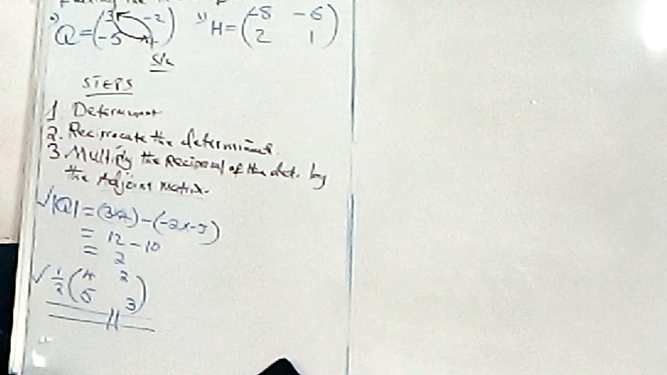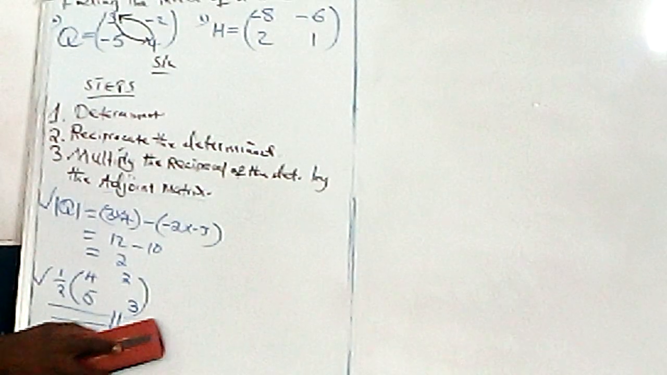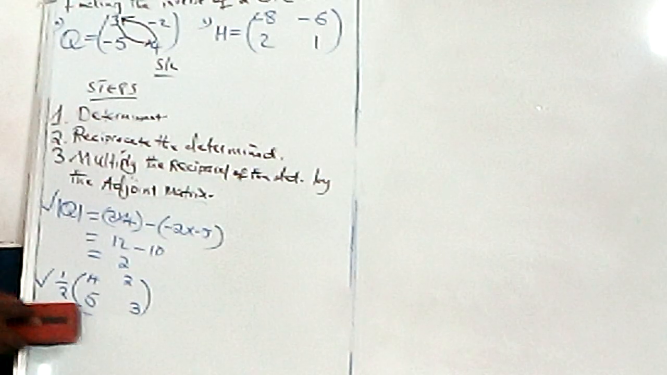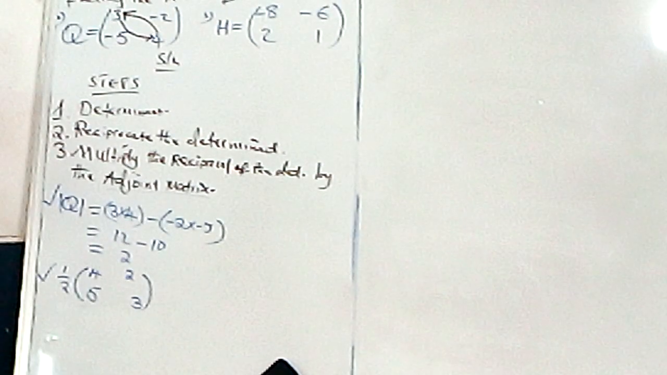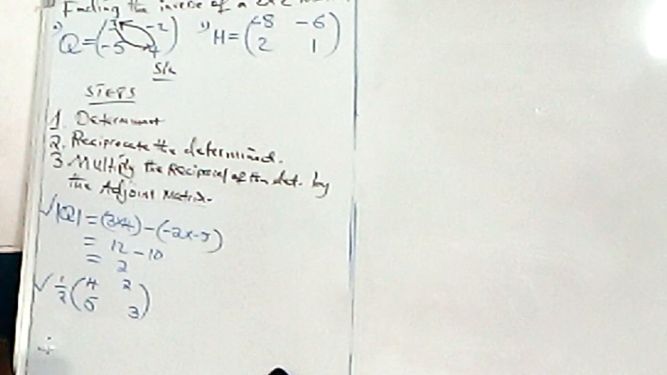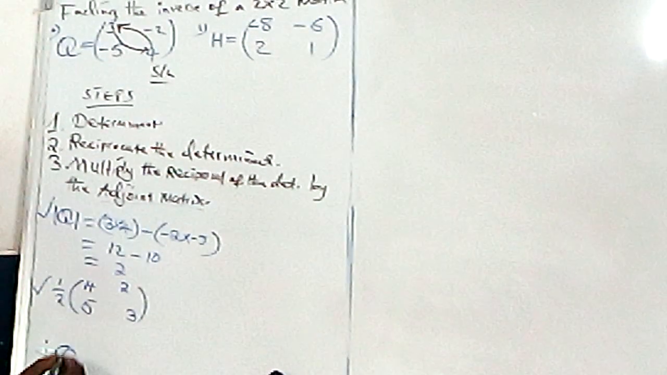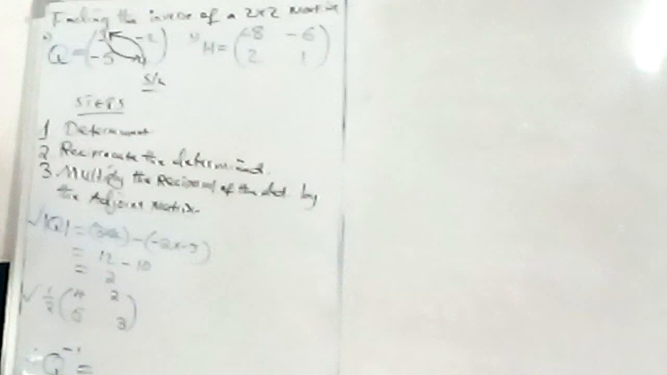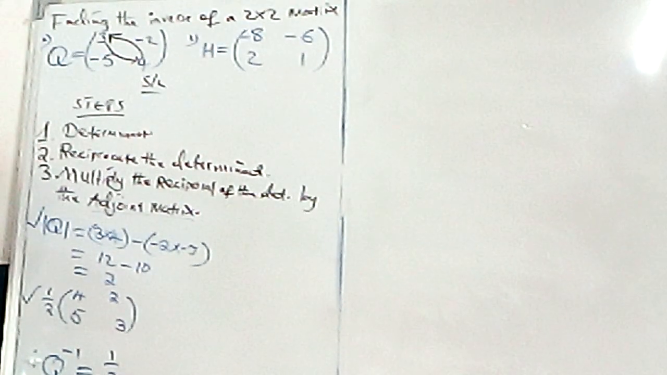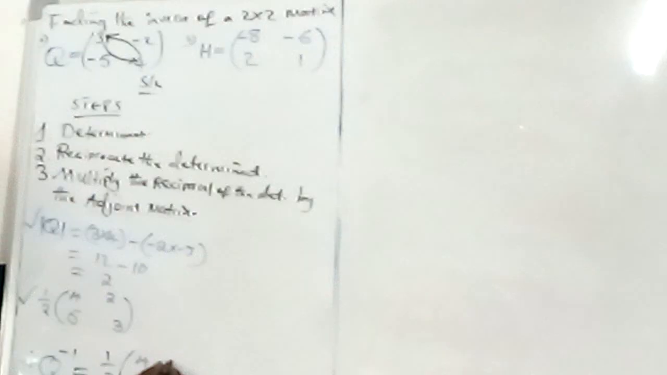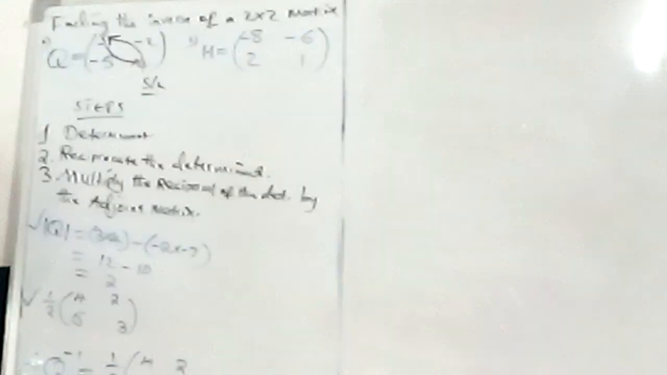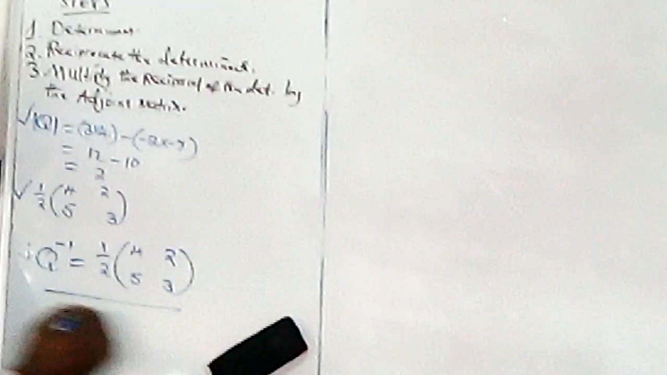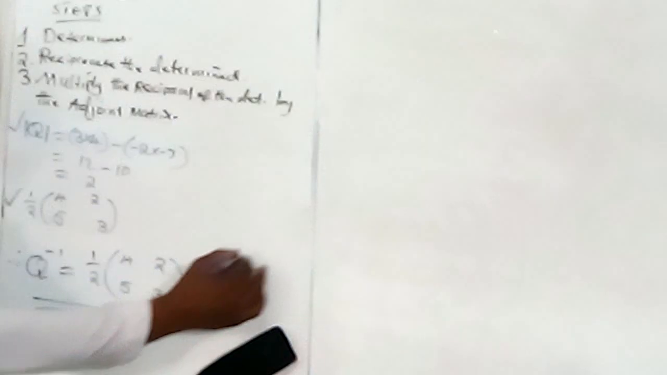Now, how do you write it, of course? Before I underline, you simply say, therefore, the inverse, you say Q to the power minus 1 is equal to 1/2 times the matrix with rows 4, 2 and 5, 3, and therefore this is the answer.